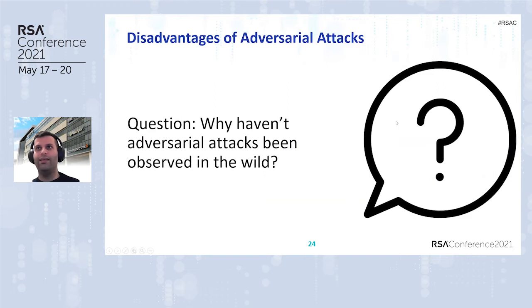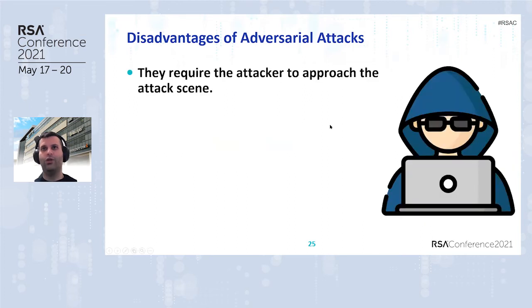However, we have been hearing about adversarial attacks for the last 5 years. An immediate question that arises is, why haven't adversarial attacks been observed in the wild? We try to think about several reasons regarding the disadvantages of adversarial attacks. One reason is that adversarial attacks require the attackers to approach the attack scene, which is something that attackers would like to avoid.